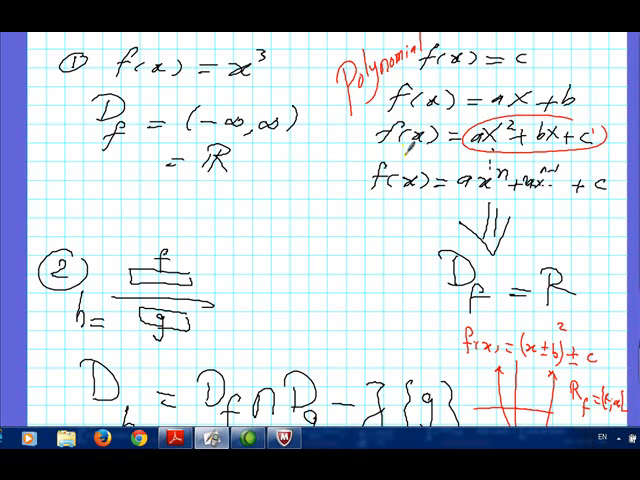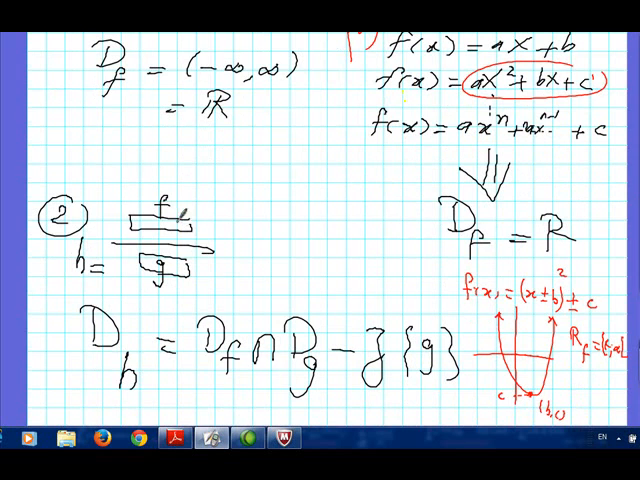F of x equals a_n x to the power n plus a_(n-1) x to the power n minus 1, until the constant, their domain will be R. Number 2, to determine the domain of the fraction function, we have to find the domain of the numerator and the domain of the denominator and find their intersection, except those points which make the denominator 0. So the domain of the function h will be as follows: the domain of f intersects the domain of g, minus the zeros of the denominator g.